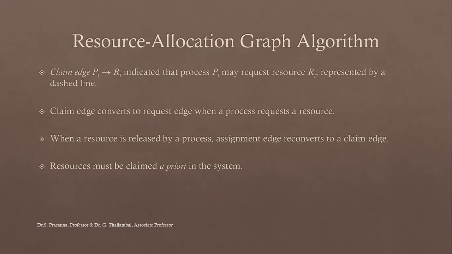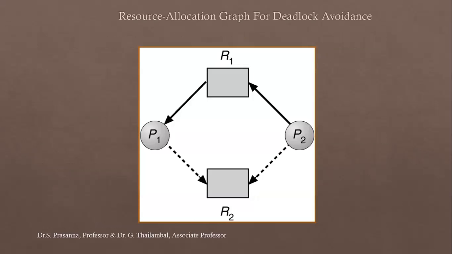A claim edge converts to a request edge when a process requests a resource. The dashed line can be converted into a normal line only when the request happens. When a resource is released by a process, the assignment edge converts to a claim edge. Resources must be claimed a priori in the system. So all the processes should request the resources whatever they need before they start the execution.